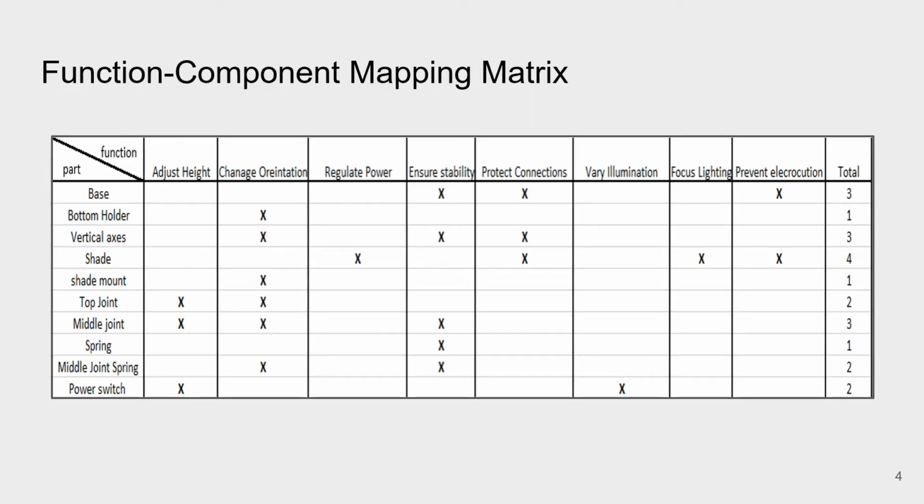As we can see from the function component mapping matrix, several parts serve only a single function. However, some key components such as the base, vertical axis, shade, and the middle joint have both primary and secondary functions. Let's take the case of the base. The base's primary function is to provide stability. However, its secondary functions include protecting connections as well as preventing electrocution.